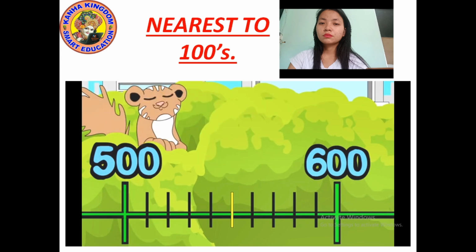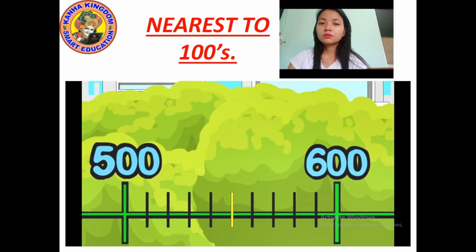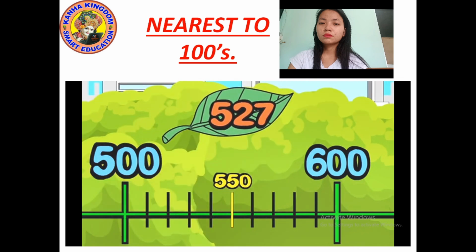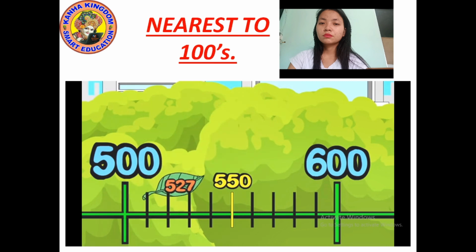Step 2. Find the midpoint between 500 and 600. That's the number that is exactly in the middle. The midpoint is 550. Step 3. Now locate 527 on the number line. 527 is less than 550. So now you are ready for step 4. You can round.